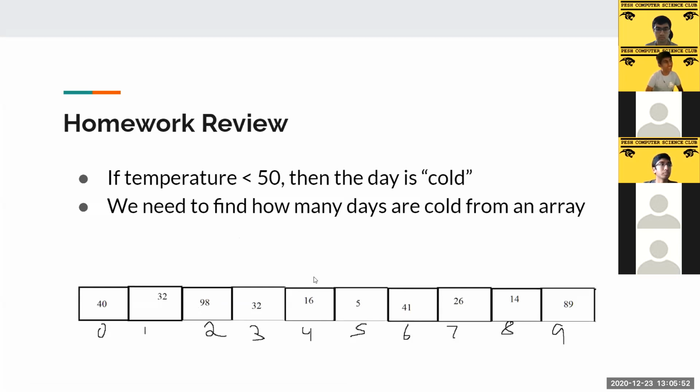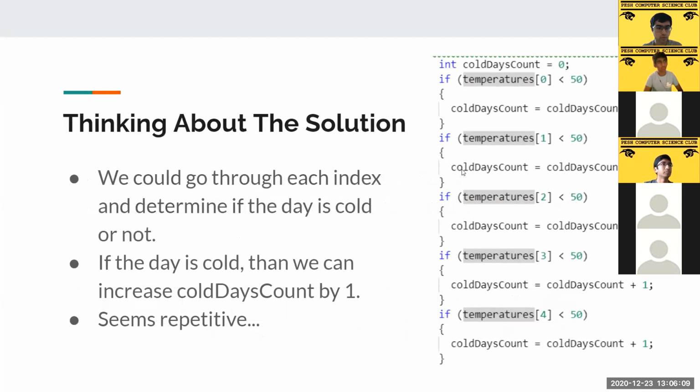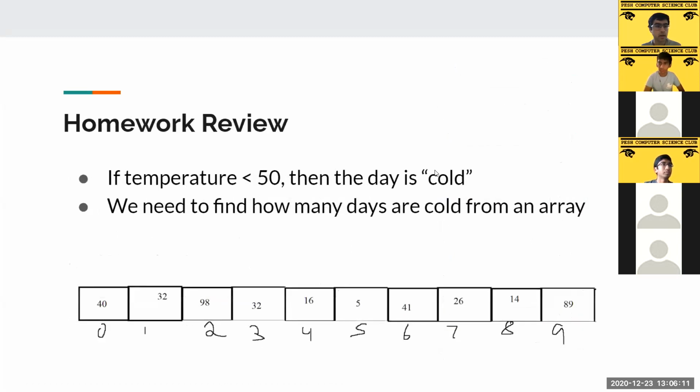Does that make sense? 50 is not less than 50. The only time this would be true is if it were 50 less than or equal to 50. So I hope that makes sense for the definition of cold. And just to clarify for the homework, you're supposed to print how many days would be cold, not the temperatures on cold days. You're supposed to count how many days would be cold and display that at the end.